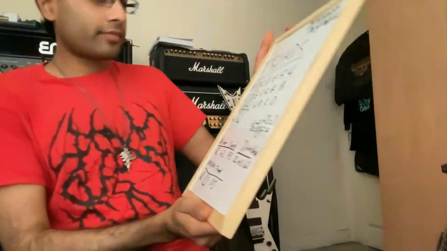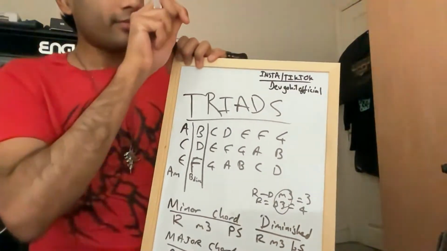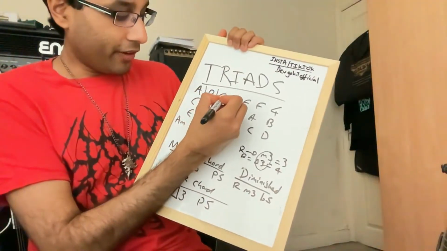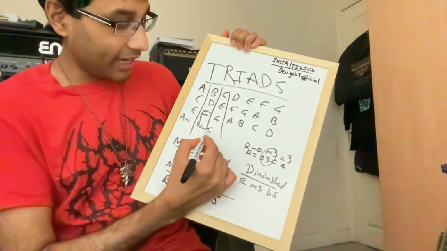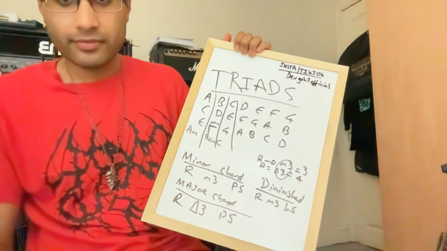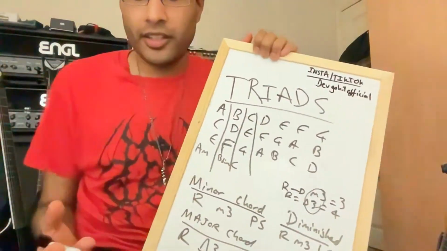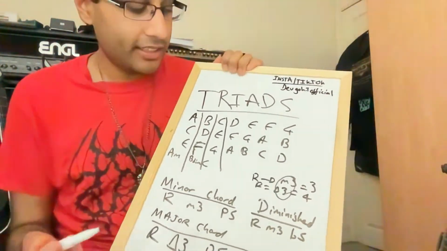So let's not use any guitars now, and let's use our brains. We want to find out the next chord here. We already know it's a C chord, but what type of C chord is it going to be? Is it going to be major? Is it going to be minor? Is it going to be diminished? Well, let's figure this out.